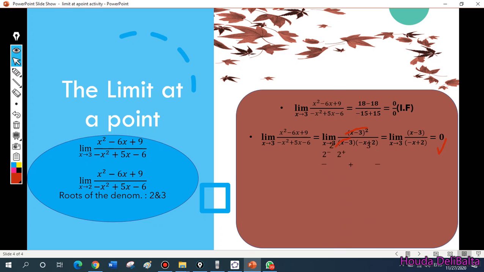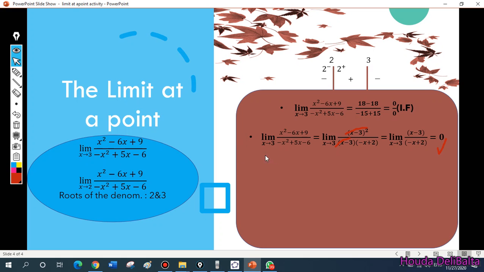Now the limit as x goes to 2. 2 is not a root for the numerator, so definitely we're not going to get 0 over 0 if we substitute 2. That's why we have to use the help of the sign table. The signs are: same as a, which is minus, opposite to a, which is plus, and same as a. So same, opposite, same. Here is the region where 2 minus is, tending to 2 from the left. And here the region where 2 plus is approaching 2 from the right.